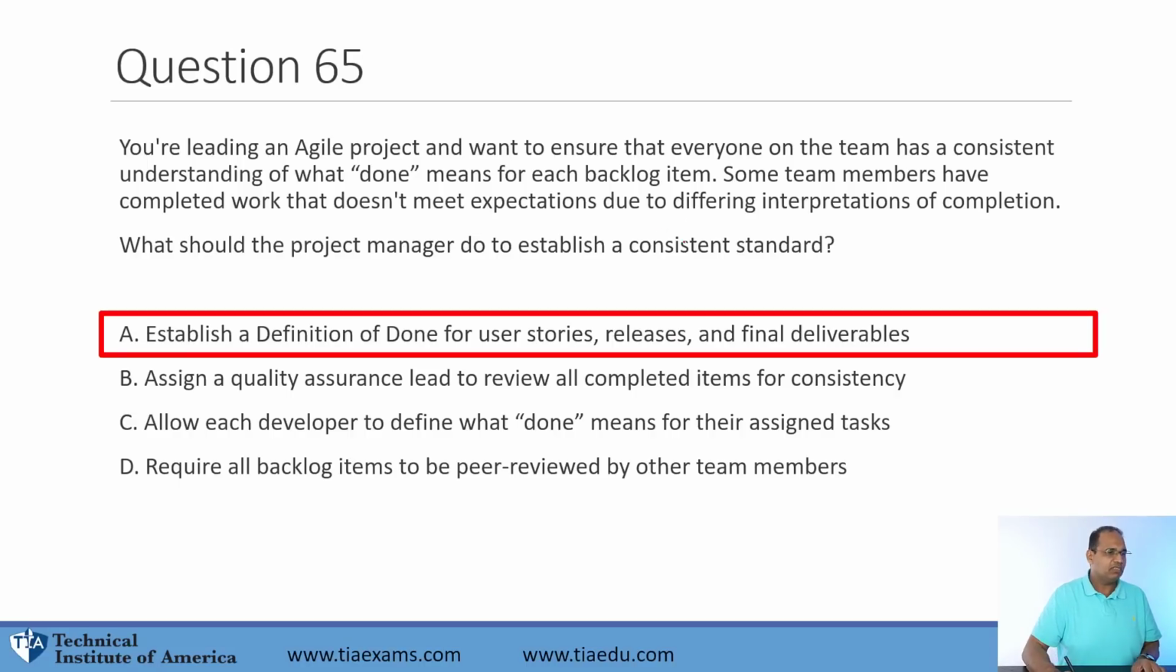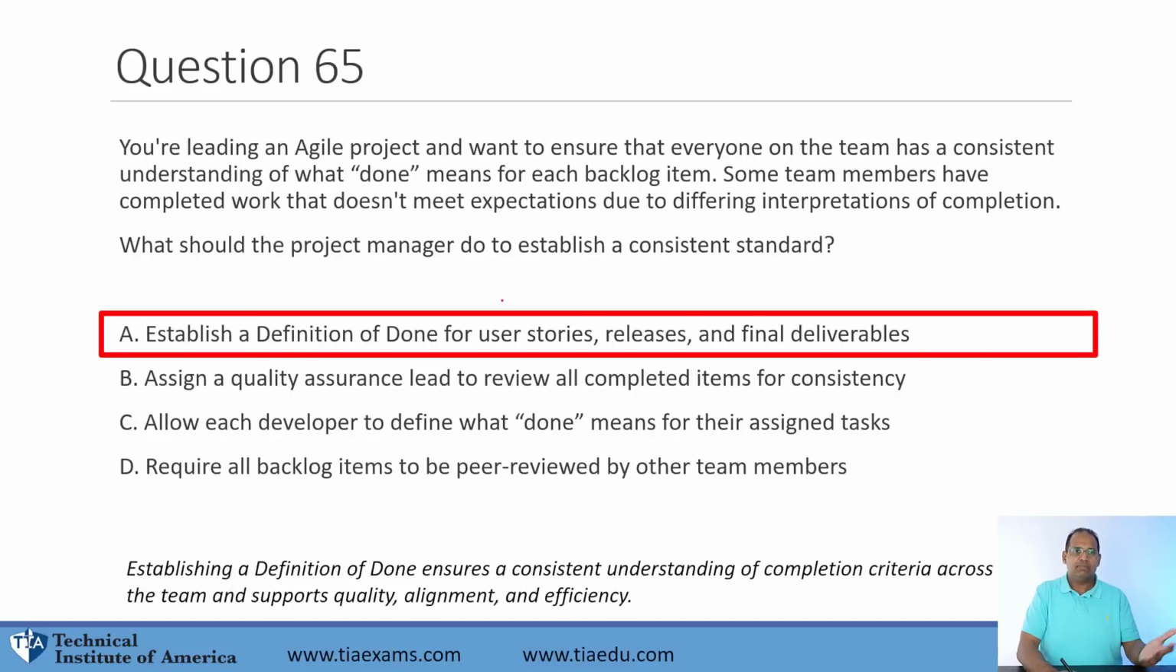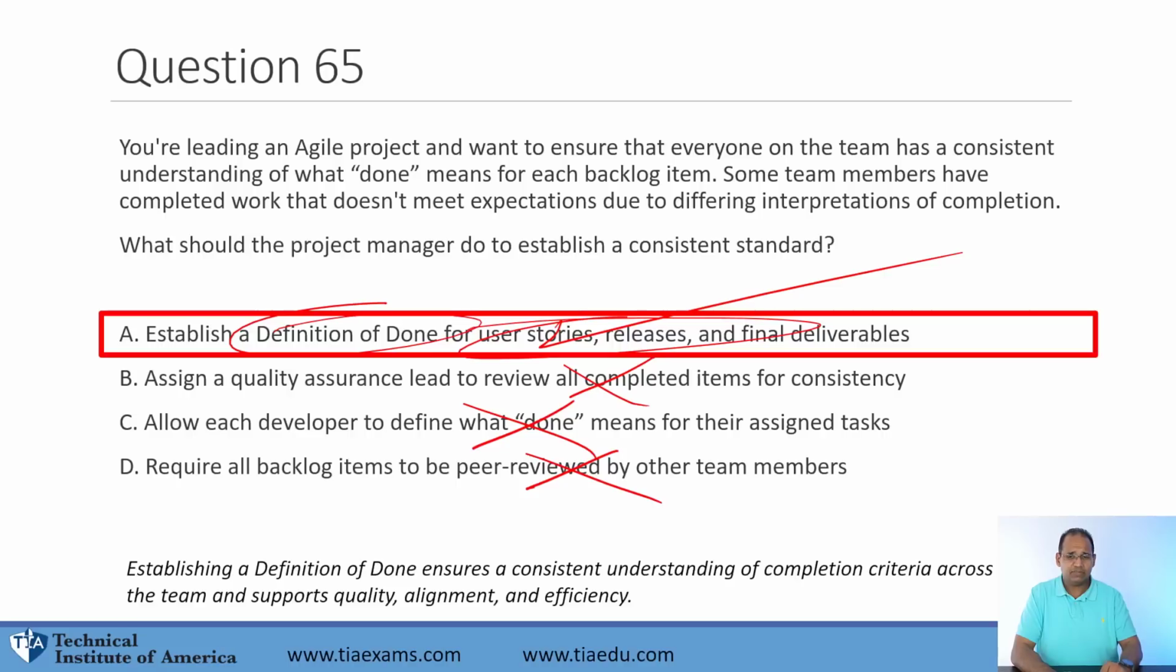Now, the definition of done does not come from the team. It comes from the users. It's a shared thing between users and team members. So it's not like developers define that. So C is definitely out. Require all backlog items to be peer reviewed by other team members? No, it should be reviewed with the users, the product owner, not just team members. Assign a quality assurance lead? You don't need one. What you want to do is make sure that you have a shared definition of done for all the stories and all the releases that are coming up for the project. Make it A, the best answer.